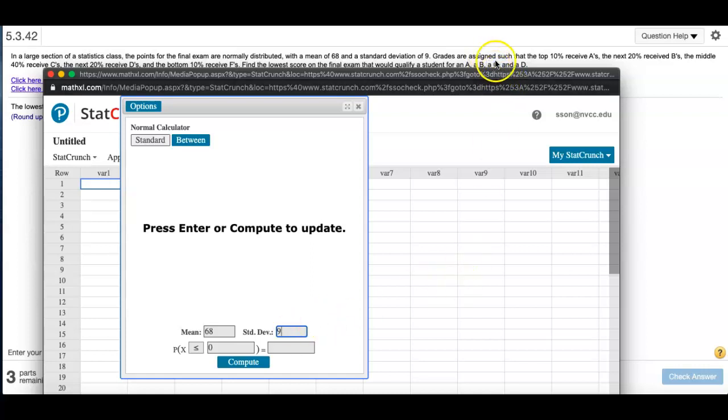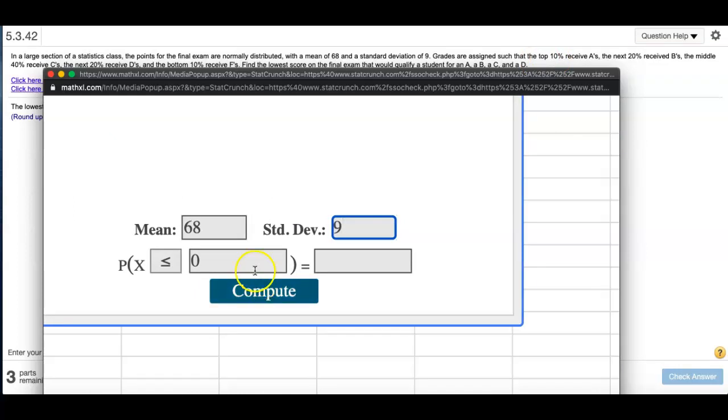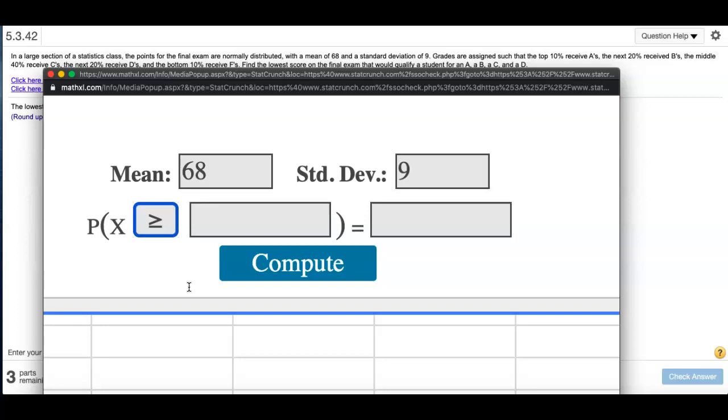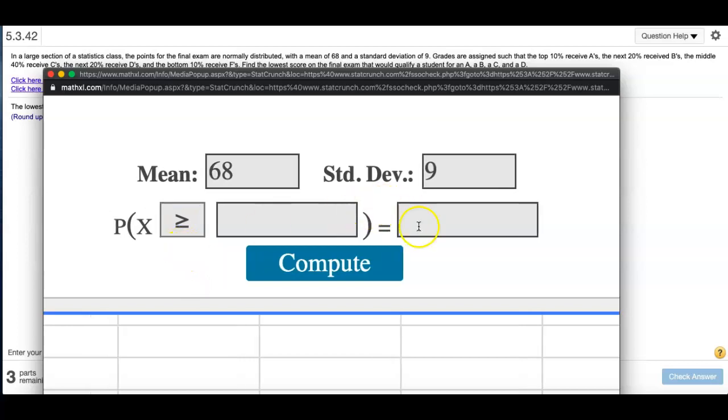They said grades are assigned such that the top 10% receive A. So, guess what? Let me go ahead and find out what you need to get an A in this test. You want to be in the top 10%. So, see if this makes sense. I'm going to set up the curve so that I'm looking at the right tail, which means I want to look at the top 10%. And 10% in decimal is 0.10, right? So this is how I entered it. I hope you can see it.